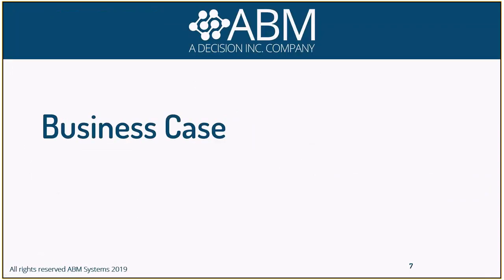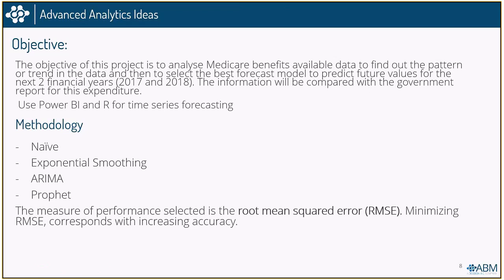The business case. Well, the business case that I have has as its objective to predict the Medicare benefits for the years 2017 and 2018. Medicare benefits is what the government pays when you go, for example, to the doctor, and you actually get a rebate. This is what the government covers. We are going to predict that expenditure. So there is some data available in data.gov.au, and we are using that data to do that prediction.